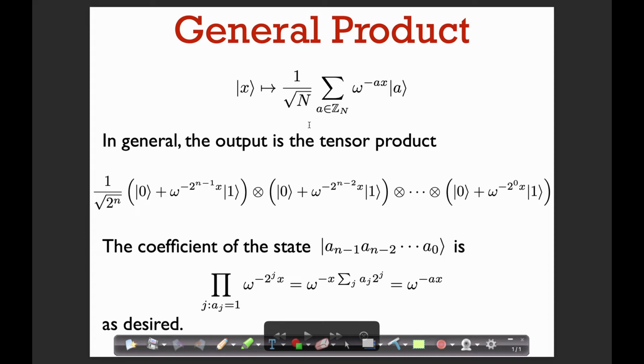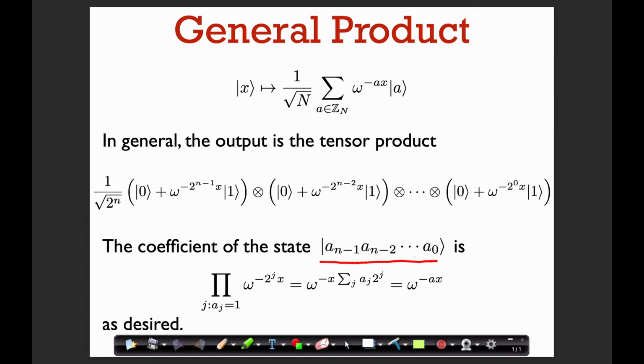So the general case works in the same way. We have this tensor product here, and that is exactly equal to the state that we want. Again, the way that you can prove that is just term by term. So what is the coefficient of a general state? Well, in this term, the coefficient is just omega to the minus a times x, times 1 over square root of N. And in this tensor product, we again have 1 over square root of N, capital N here.